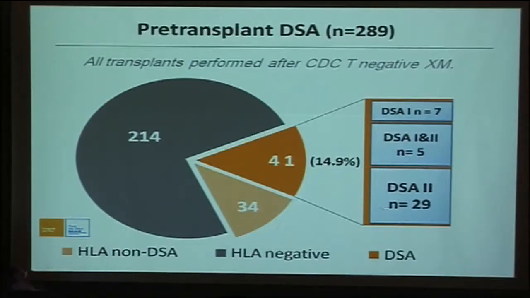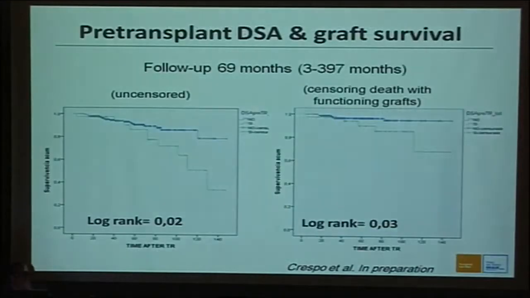So 29 patients were DSA class 2, 5 of them also with DSA class 1, and 7, curiously, had DSA class 1 that were not detected by these. Perhaps we haven't seen exactly these 7 cases in detail to see if these were this gray zone of CDC positivity. We don't know the cell death in each of these groups, because this is not stored in the history of the patient.